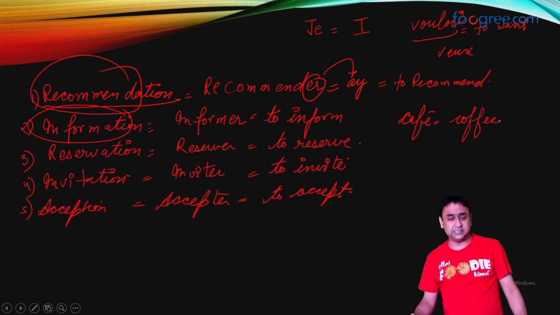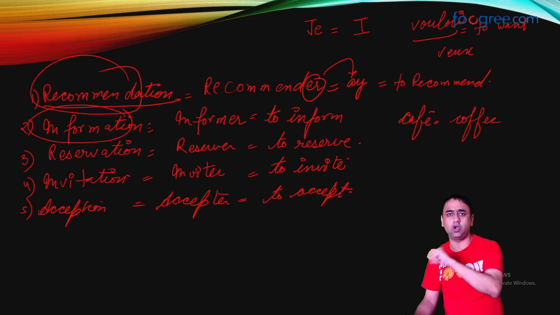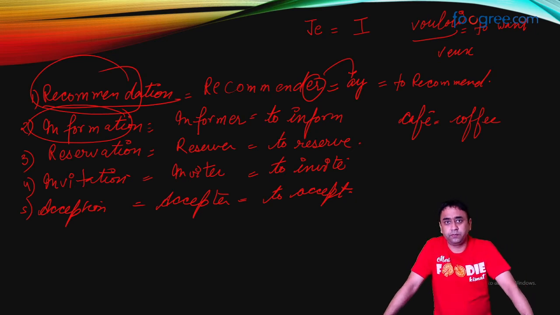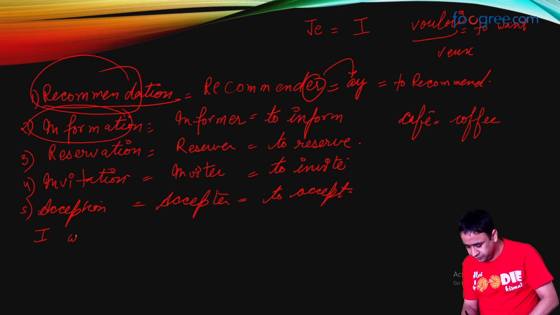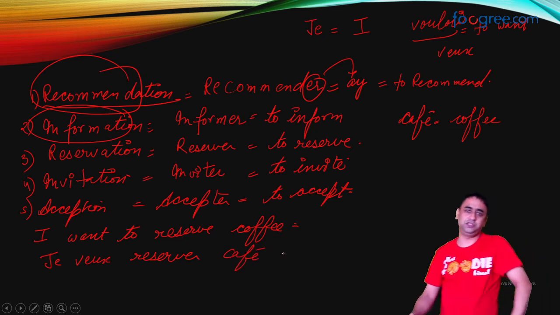Now, this is an example. If I want to say, I want to reserve a coffee, how will you speak? Je veux réserver café. I want to reserve coffee. So let us write, I want to reserve coffee. The sentence becomes je veux réserver café. It means I want to reserve coffee.